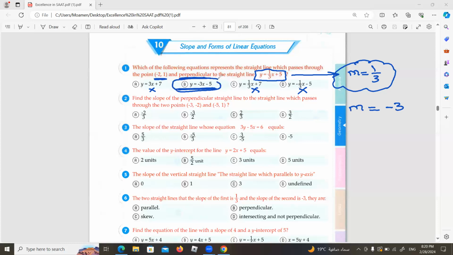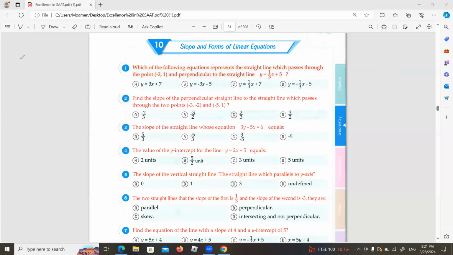We don't complete the problem, I just get the relation. The relation between the two perpendicular lines is to take the negative reciprocal, which means you flip and change the sign. Our slope here is 1/3. I flip, it becomes 3 over 1, which is 3, change the sign, equals -3. Only one equation has -3, so this is the answer of the first problem.